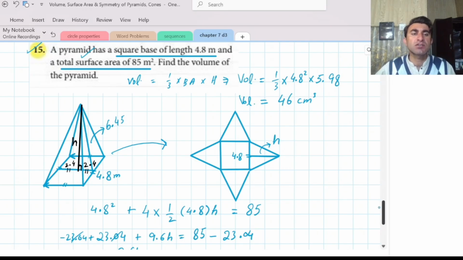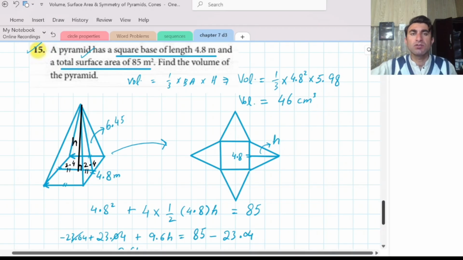So this was the last question of this exercise. There are some other questions which we are not going to try, because that is enough for practicing the volume and surface area and symmetry of the pyramids. So see you in the next video with the next exercise.